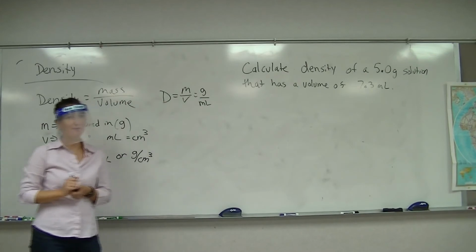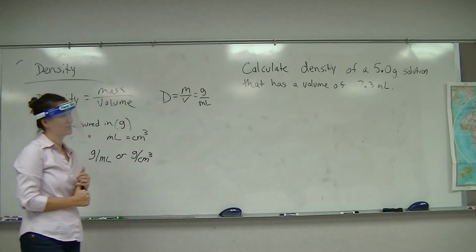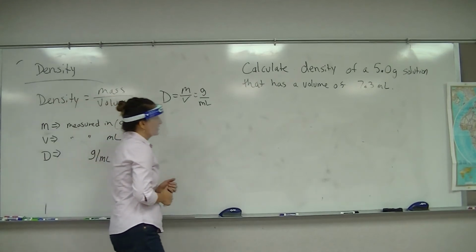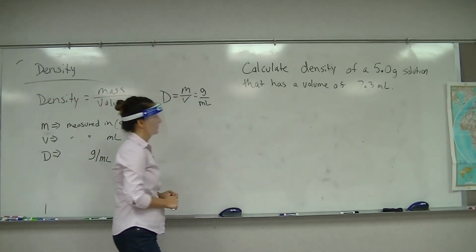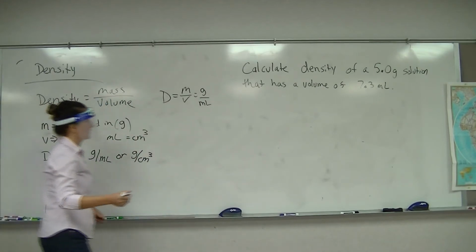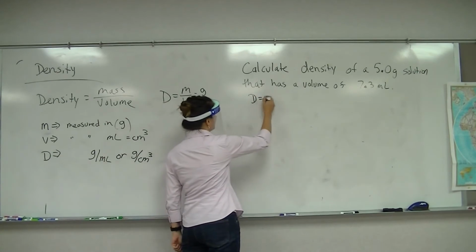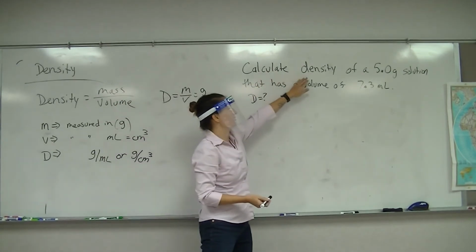Starting off with word problems. Starting in chapter 2 on up, we are going to be doing a lot of word problems, and word problems is mainly trying to figure out what the numbers represent. So here we're calculating density. Density is what we're looking for, so I'm going to put D with a question mark because that's what it's asking me for.